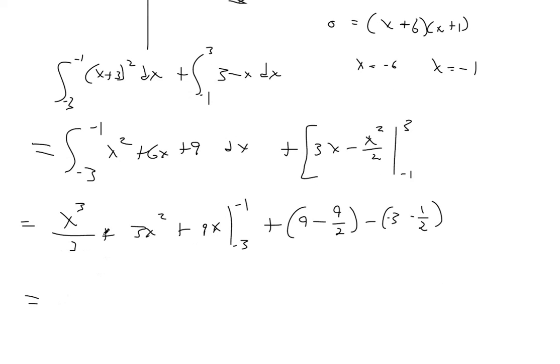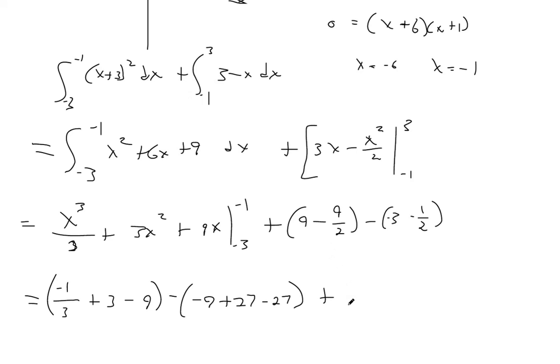And then plugging in upper and lower limits of integration, this is -1 over 3 plus 3 minus 9 for the first one. Then I subtract the lower limit of integration, plugging in -3. So (-3) cubed is -27, but -27 divided by 3 gives us -9. -3 squared is 9, 9 times 3 is 27. Then 9 times -3 is -27.